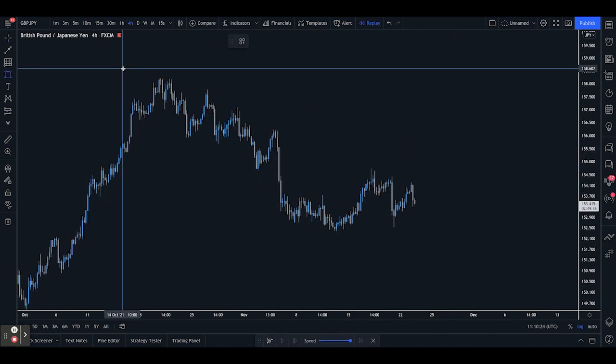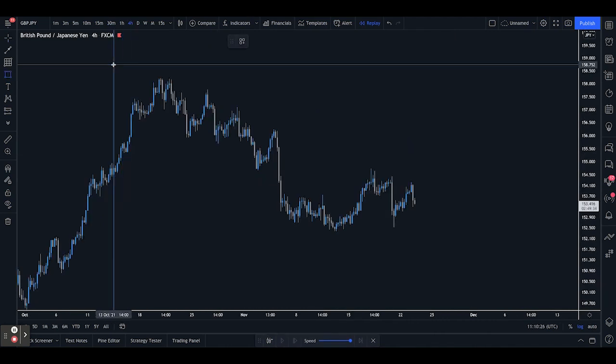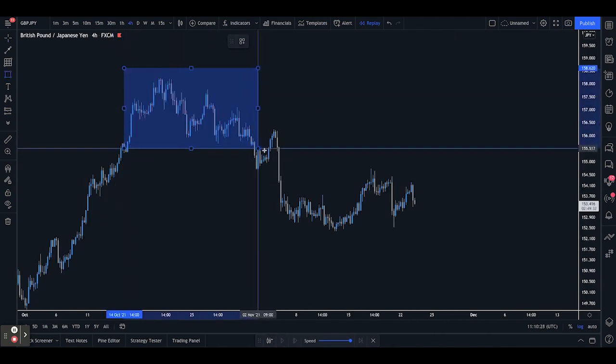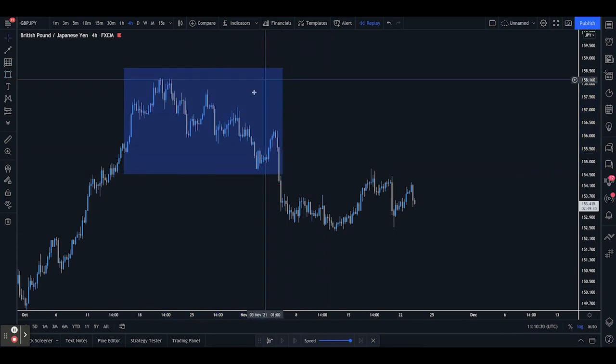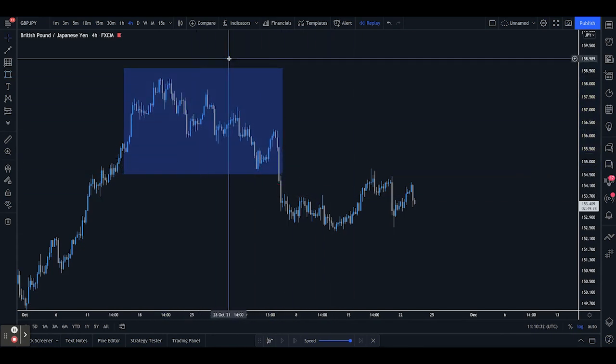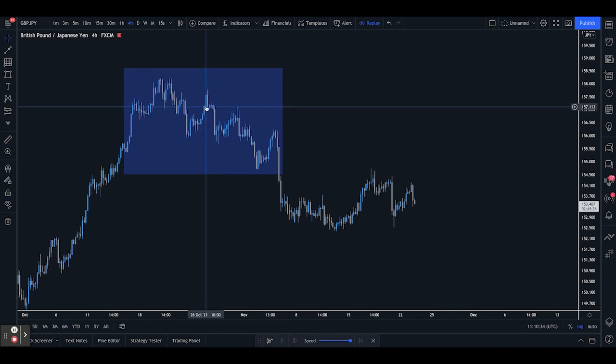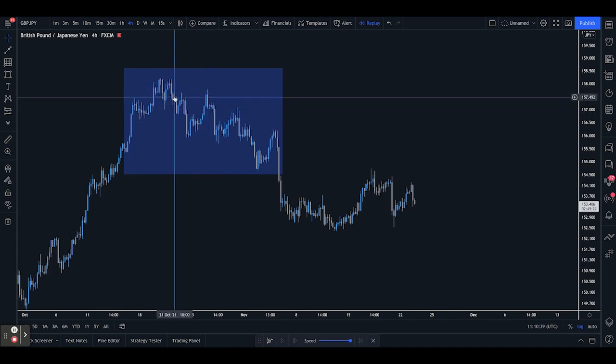So for this real market example, we're going to look at GBP/JPY, and this is the 4-hour time frame. Now, if you don't understand time frames, basically each candle on the chart represents 4 hours of time. Okay, so this is the price movement between 4 hours of time.